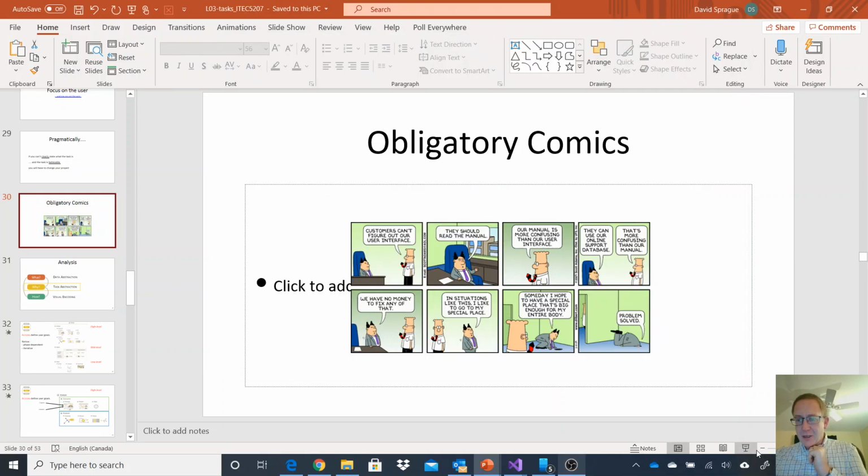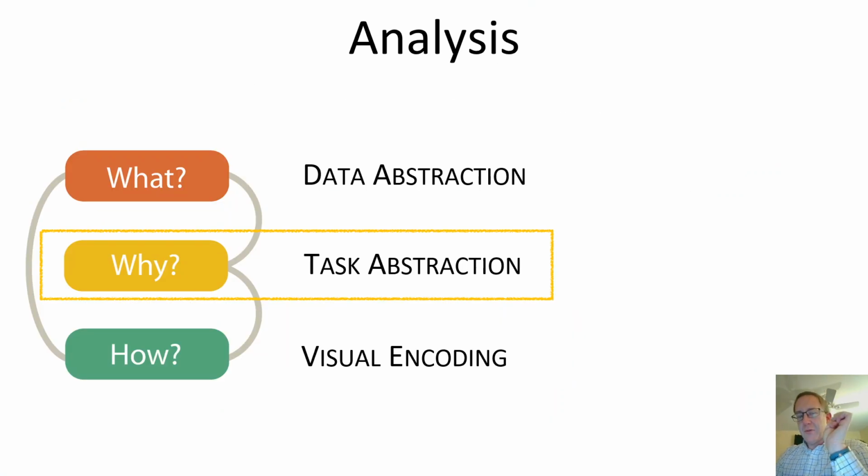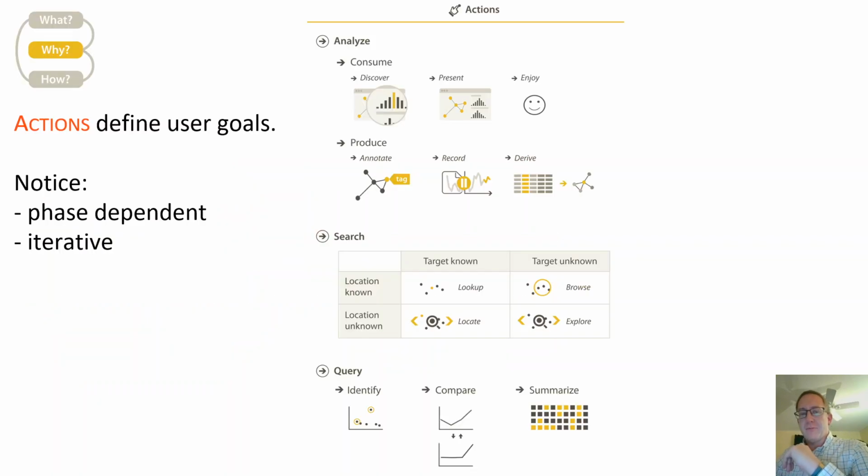And we're back. We're going to keep on looking at tasks right now. This is where we looked at task data abstraction. We're looking at task abstraction right now, and then we'll look at visual encoding later on. But let's look from a high-level, mid-level, and low-level view at how we can categorize our tasks. So here's our high level.